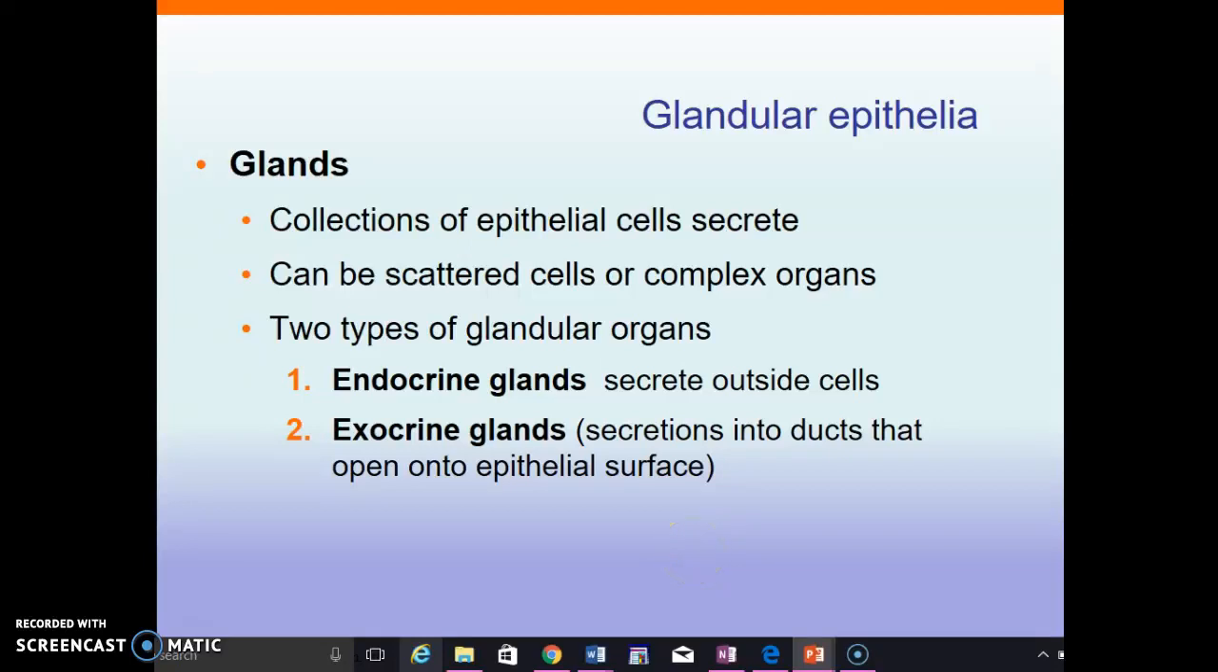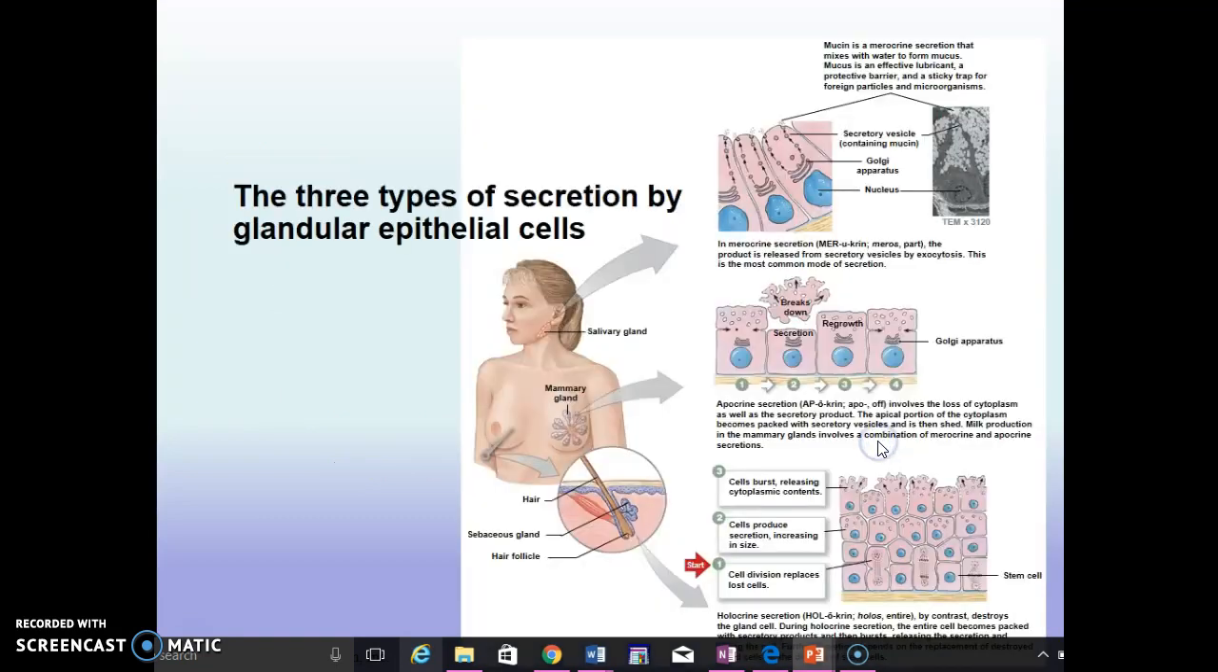In addition to squamous, cuboidal, and columnar epithelia, epithelial tissue contains glands. Glandular secretions may be coming from a single cell or from an organ, but there are two types of glandular organs. Endocrine glands secrete outside the cells, that is, the pancreas secretes directly into the bloodstream. Exocrine glands secrete onto the surface through a duct.